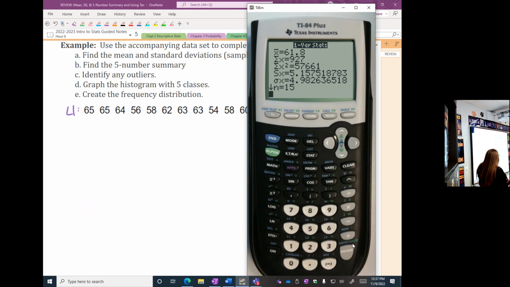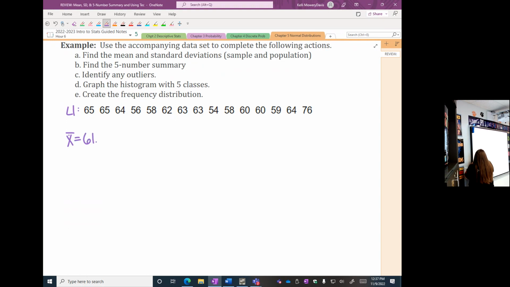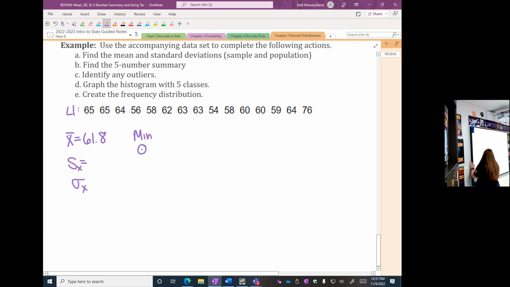All right, so I've got my mean. I've got my standard deviation, depending on whether it's a population or a sample. And I have my 5-number summary. So X bar is 61.8, S, X. We can get all those. I'm not going to write them down, but you get it, right? Q X, and then I have my 5-number summary. That would be min, Q1, median, Q3, and max. Okay, any questions on that?